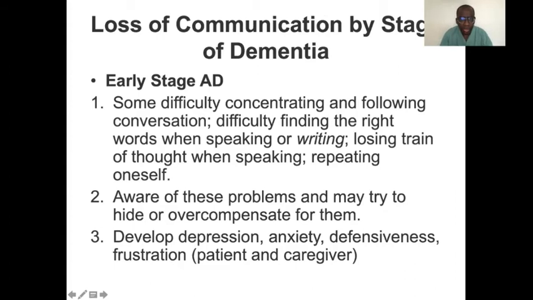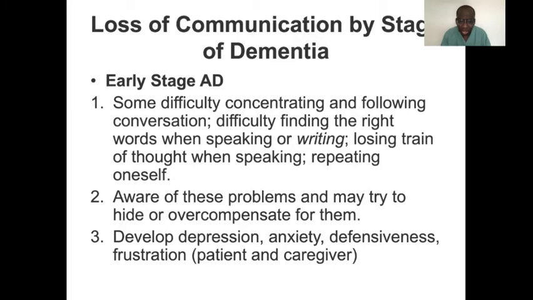So let's go through the loss of communication by stage of dementia. In the early stage of Alzheimer's disease, you see difficulty concentrating and following conversations. We also see difficulty finding the right words when spoken to, when speaking, and even when writing. Patients can lose their train of thought when they're speaking, and you hear them repeating themselves very often. They're also not aware of these problems, especially early on, and they might try to hide the problem or overcompensate for the problem. In some cases, they become very defensive, even aggressive. They can become very depressed and anxious.